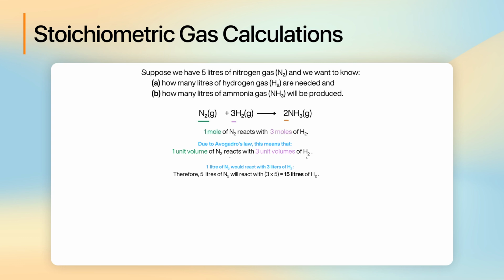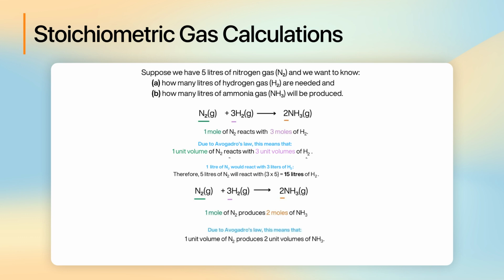The equation also shows that 1 mole of N2 produces 2 moles of NH3. Due to Avogadro's law, this means 1 unit volume of N2 produces 2 unit volumes of NH3. Since 1 liter of N2 produces 2 liters of NH3, 5 liters of N2 will produce 10 liters of NH3.